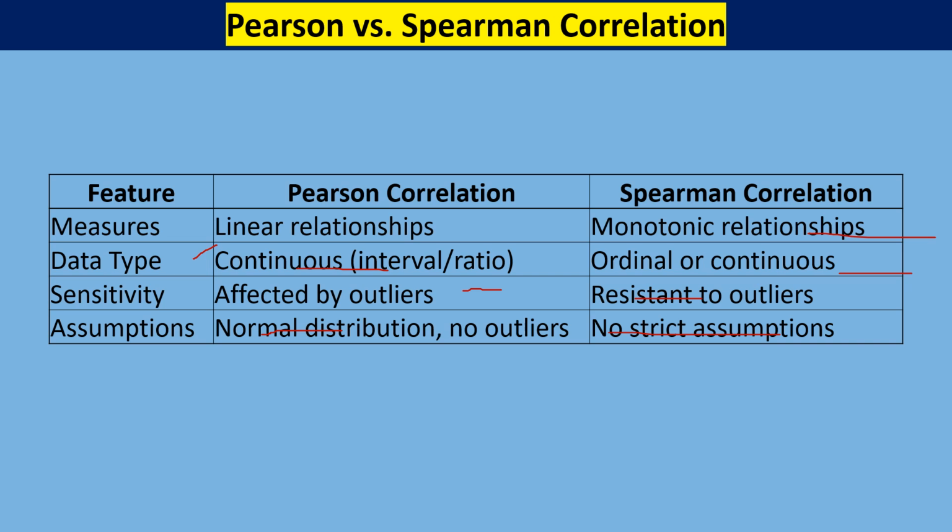So simply, a Pearson coefficient close to +1 or -1 indicates a strong linear relationship. And a Spearman coefficient close to +1 or -1 indicates a strong monotonic relationship, even if data points curve, as long as one variable increases while the other increases.